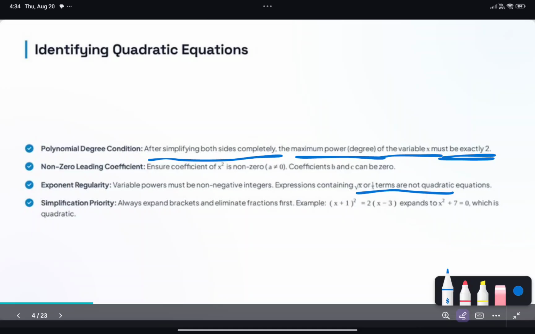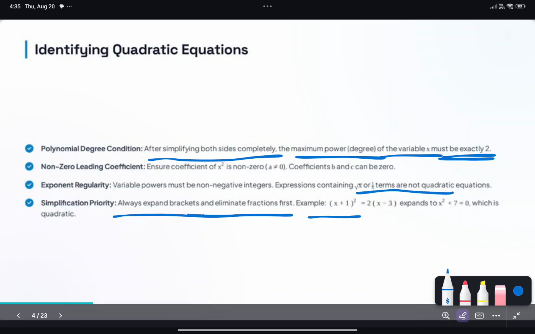Simplification priority. Always expand brackets and eliminate fractions first. Clear? First we have to solve brackets. Clear? Then eliminate the fractions. First see, always expand brackets.